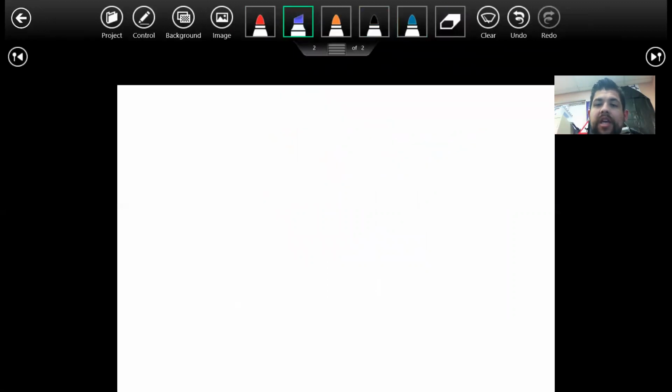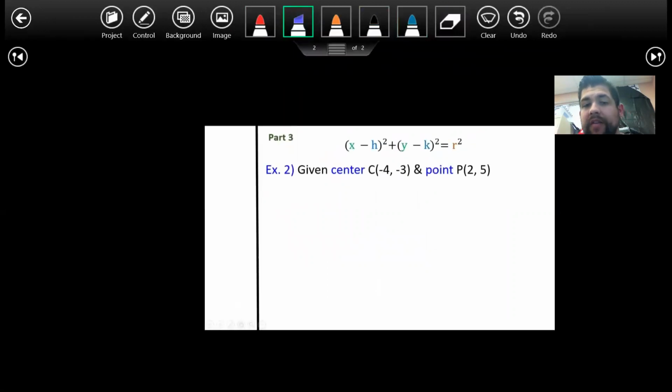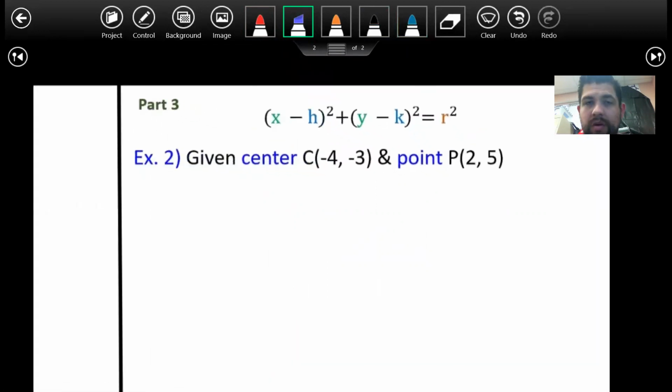The next one is now giving us a point and giving us the center. So we now want to be able to write the equation that this corresponds to. And the way that we're going to do that is, again, we're just going to associate our values. This is our center, which is our HK. This always goes in opposite. And the point is just XY. We don't know what R is. So we're going to solve for R and then write it all together.